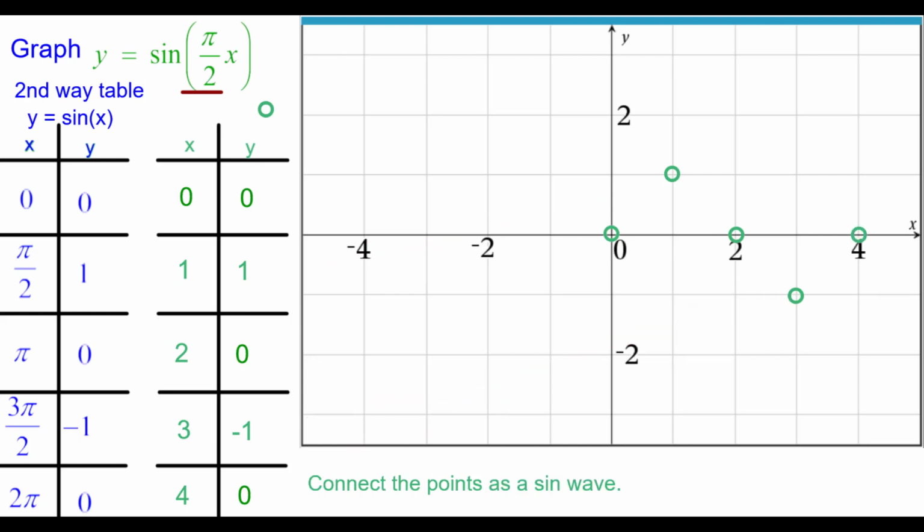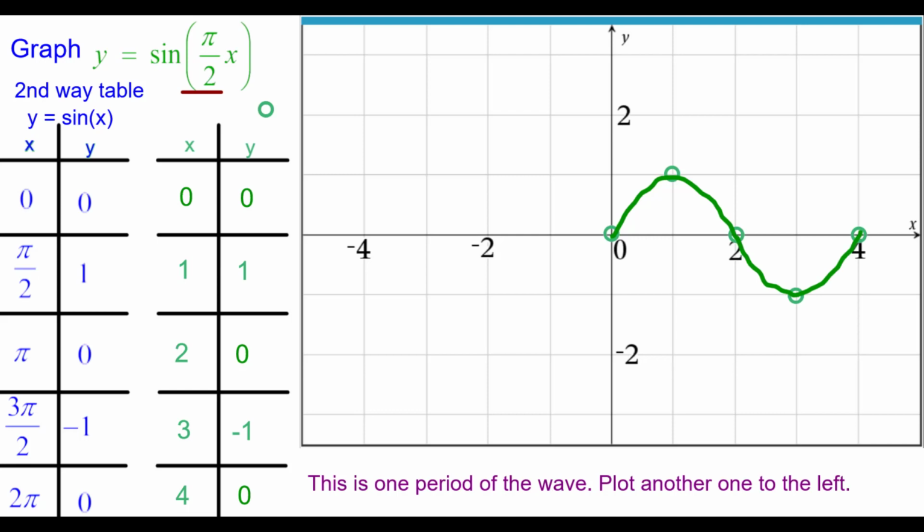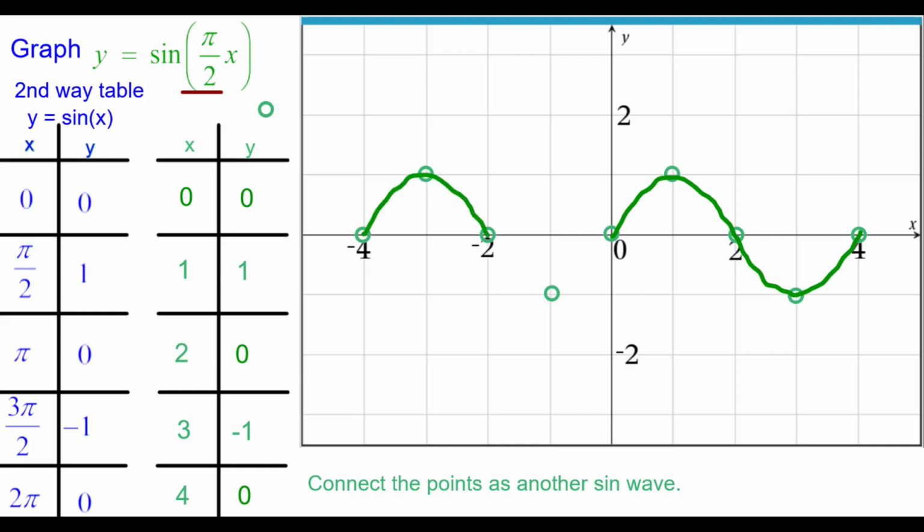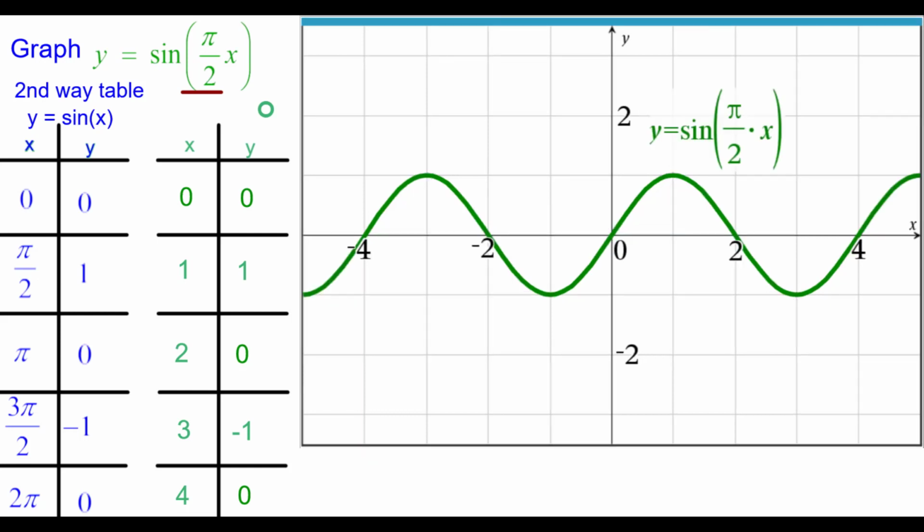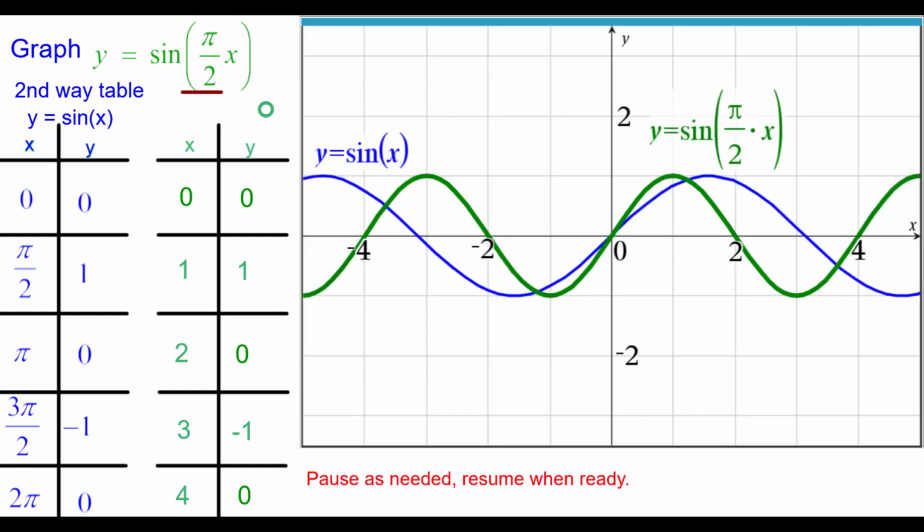Connect them as a sine wave. We've got the concave down and then the concave up. We can plot another period to the left by going back a period, which would be 4 from each of the points of interest. In fact, all the points. And create another sine wave. Frown, smile. Pause as needed.